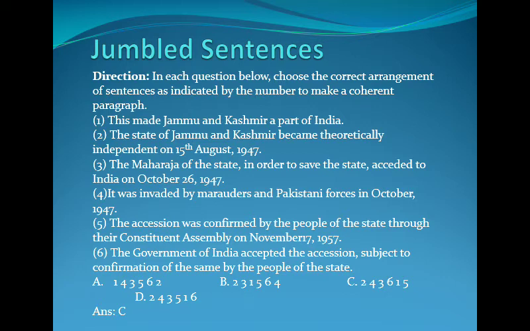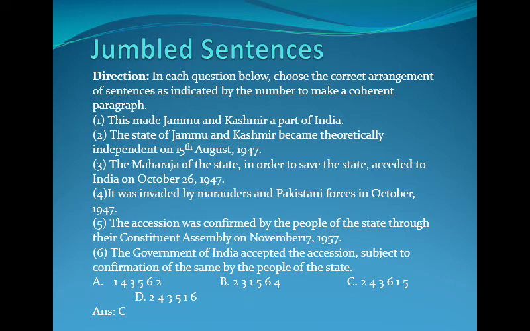Let's see what can be the continuation of this. Next they say is statement number 3. The Maharaja of the state, in order to save the state, acceded to India on October 26, 1947. As you can see, after 15th August comes October 26. Obviously it can't be statement number 5 because that has happened in November 1957, that too, 10 years later. So obviously statement number 3 should continue with statement number 4, right?